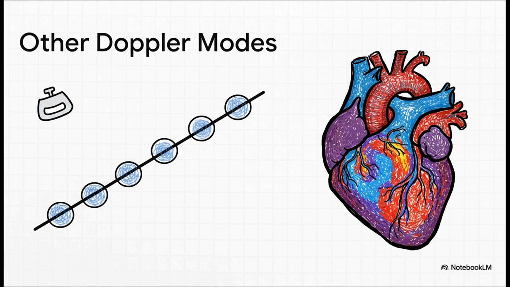This is basically thousands of little PW sample volumes spread across the 2D image. The machine then color codes the velocity and direction, superimposing it on the anatomical picture. The standard map is BART, blue away, red toward the transducer. It gives us that incredibly intuitive real-time map of blood flow.